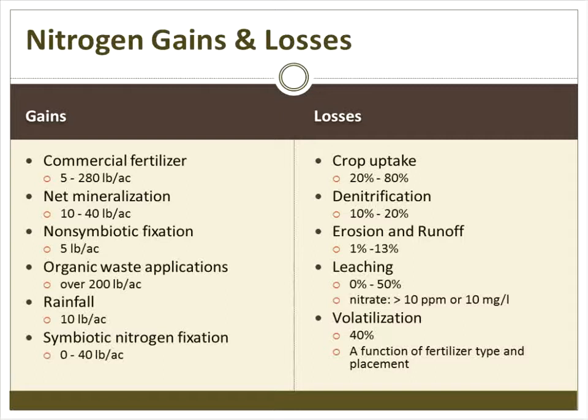So again, the amount of losses we have, there is a range, and it's dependent on many different factors. Again, this is why it's so difficult to determine how much nitrogen you need in any given field for a given crop in a given year.